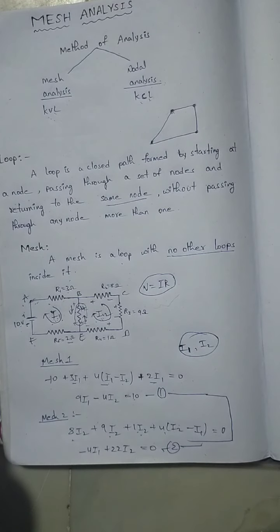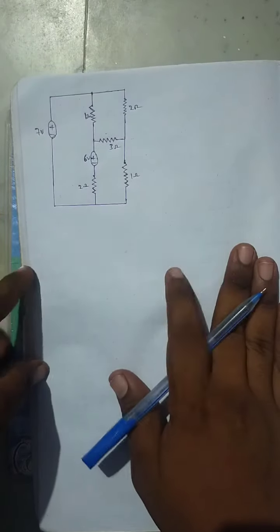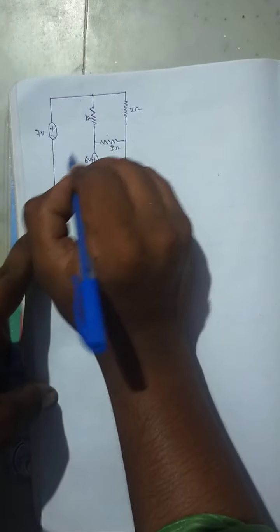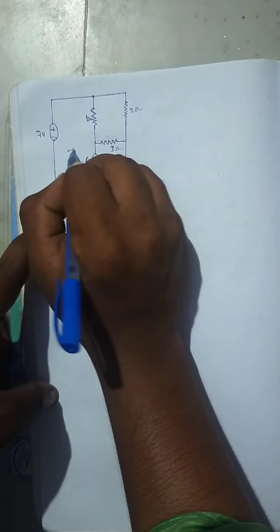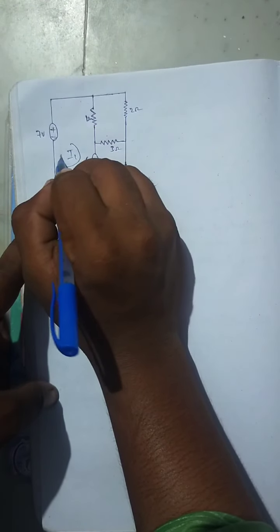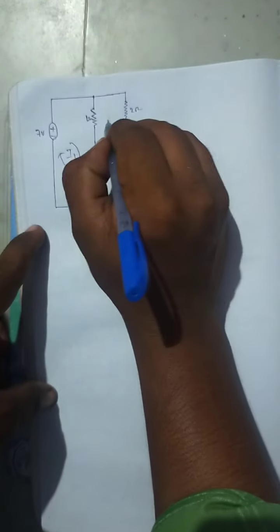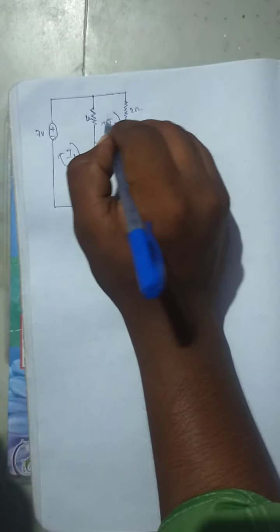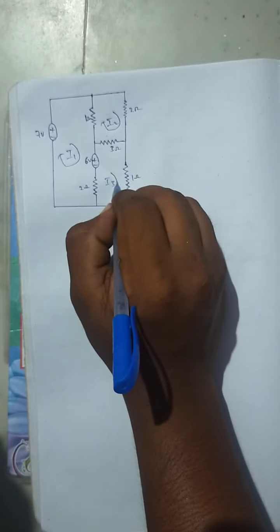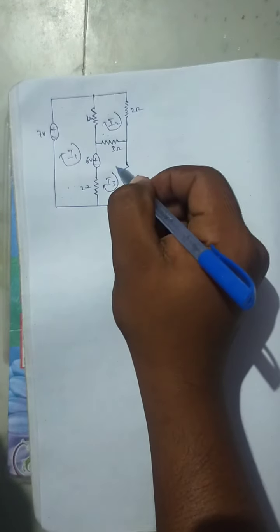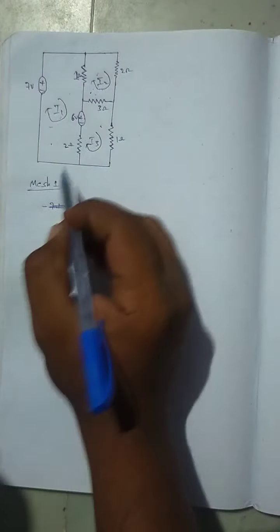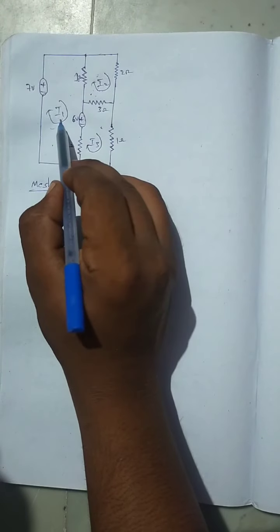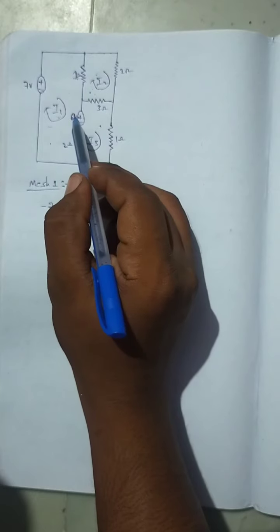Suppose, let us take an example. Here let us assume the current I1 in clockwise direction, this is I2, and this is I3. This is mesh 1, mesh 2, mesh 3. Let us assume the currents I1, I2, I3 in clockwise directions.